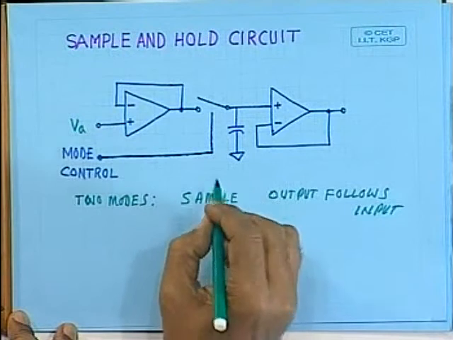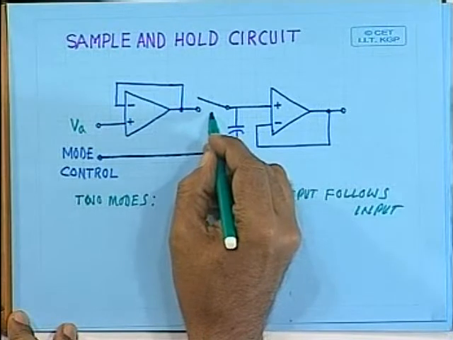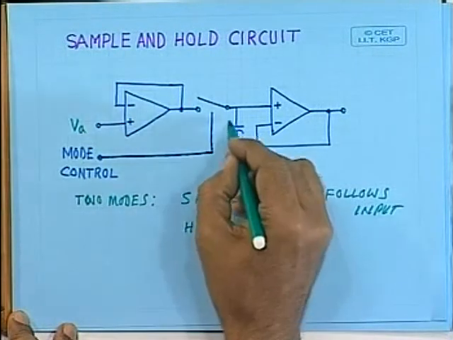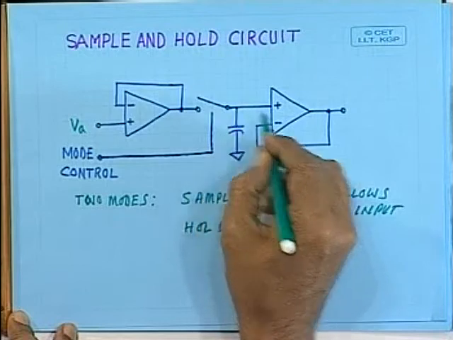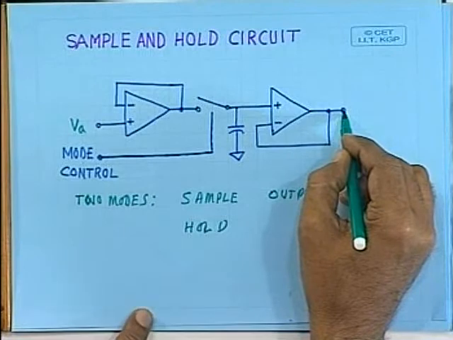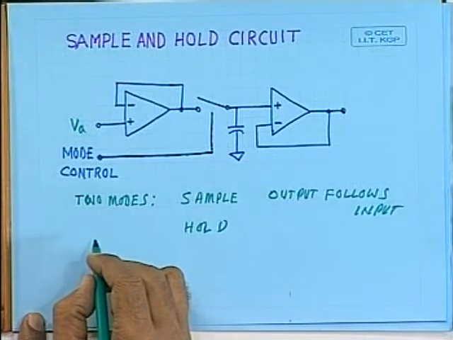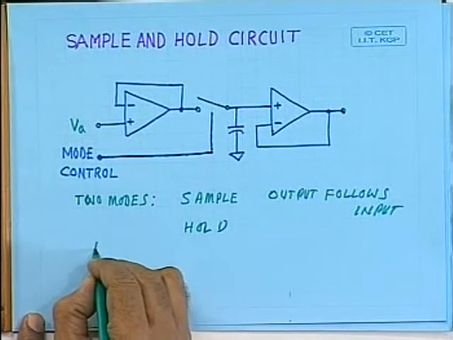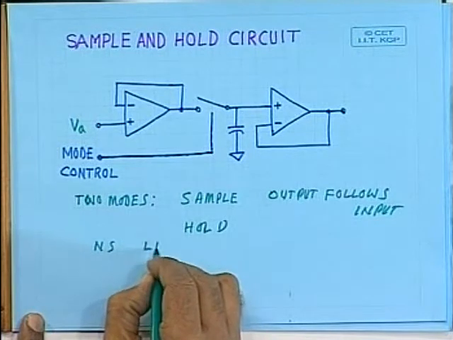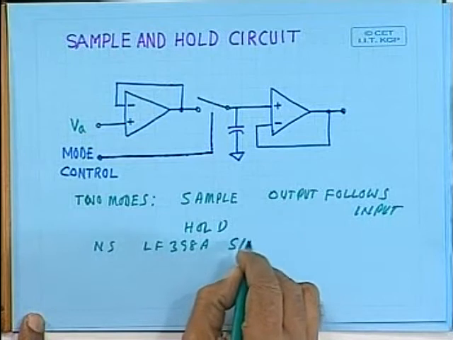On the other hand, after the sampling is over, in the hold mode, this switch is disconnected and the capacitor holds this value and remains constant. So during the conversion time, the sample and hold circuit will be in the hold mode. So the output will not change. And nowadays sample and hold circuits are available in IC form. For example, National Semiconductor LF398A is a sample and hold circuit.